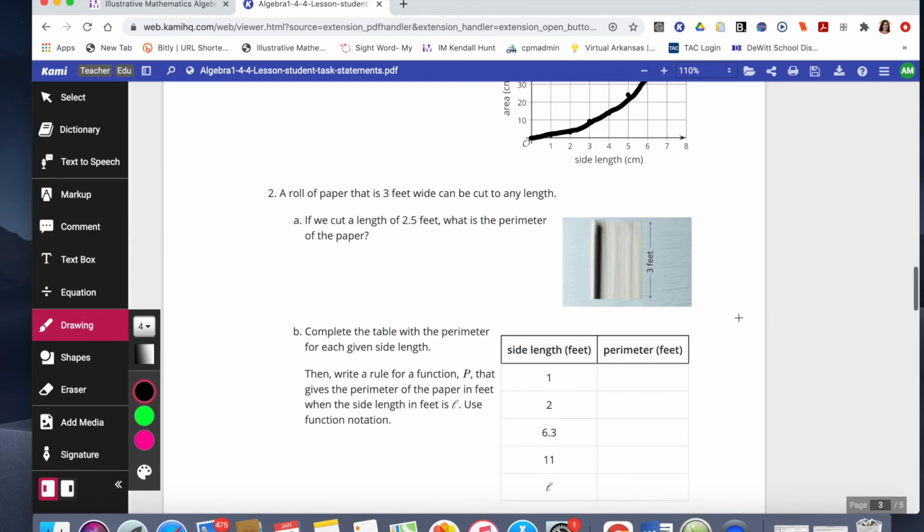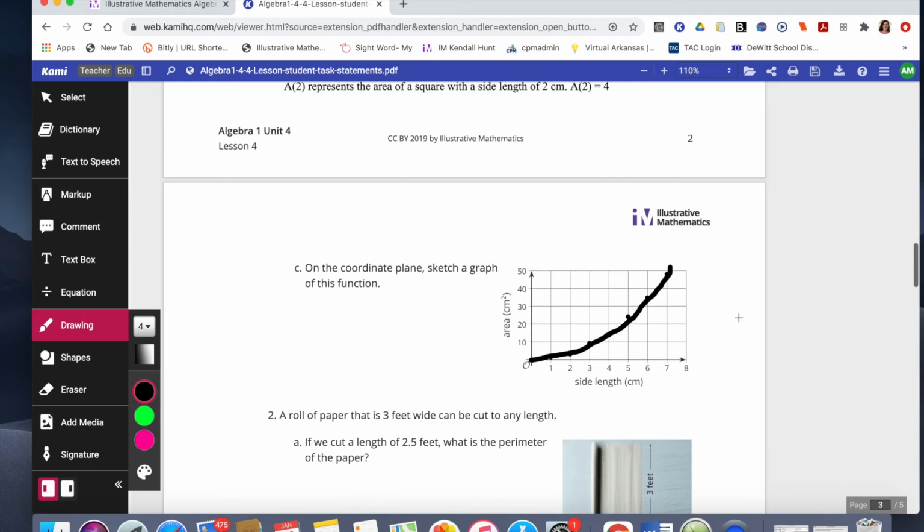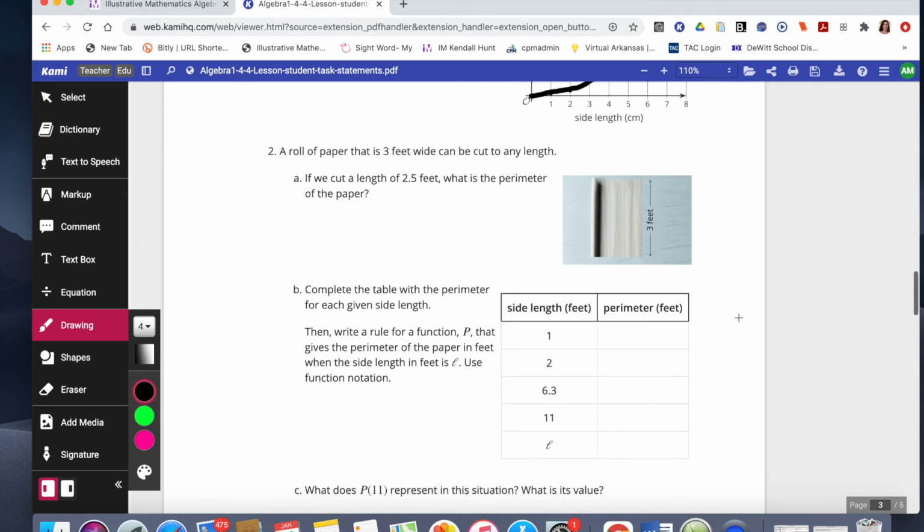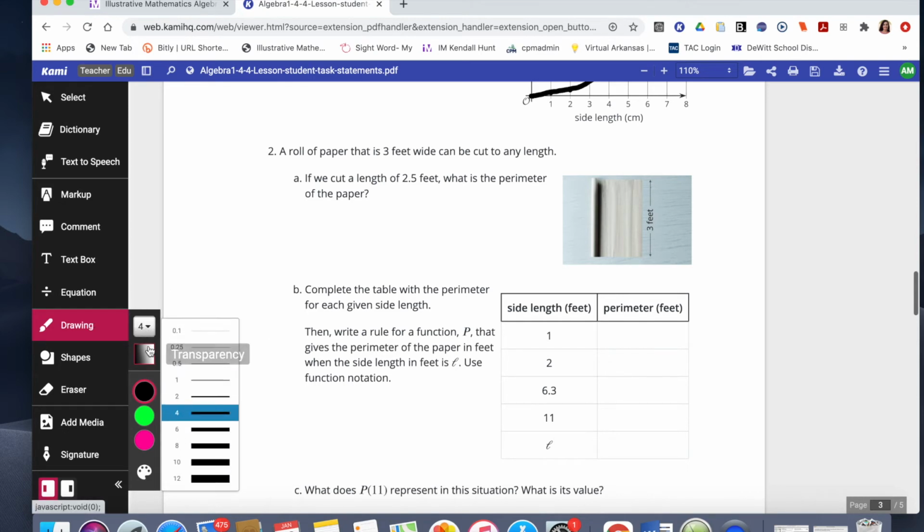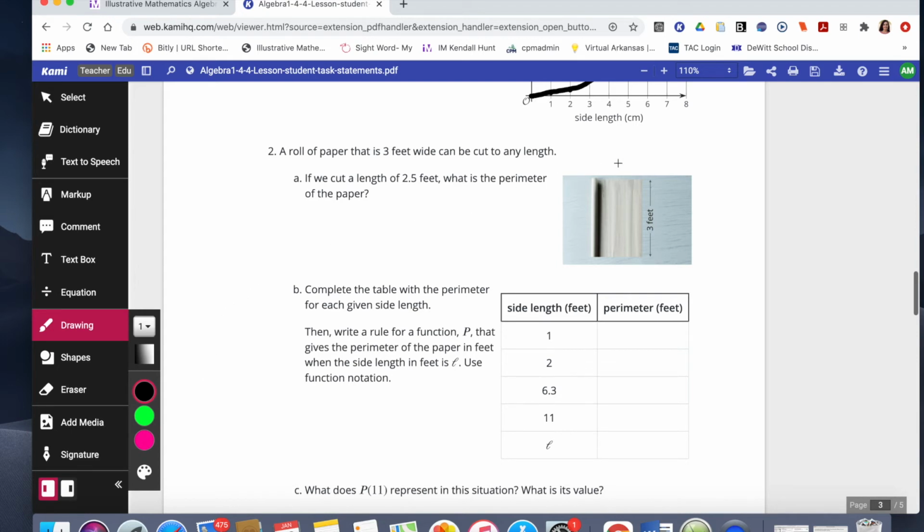All right, so number 2, a roll of paper that is 3 feet wide can be cut to any length. If we cut a length of 2.5 feet, what is the perimeter of the paper? So if we were to draw this, which they have drawn right here, 2.5 would be the length, and then 2.5 would be the length here, and then here would be 3.